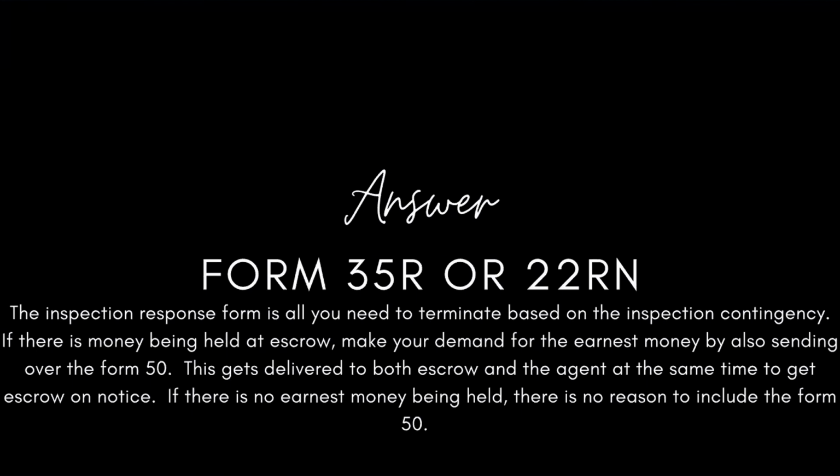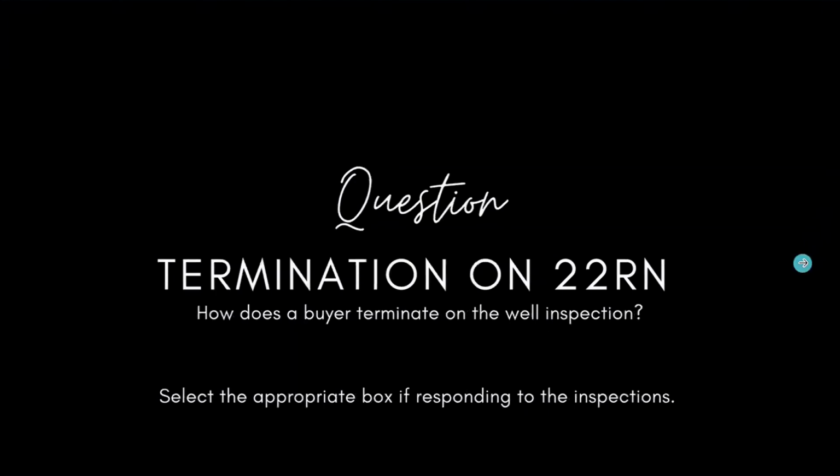Anytime you terminate, just make sure you're also including a Form 50 to instruct escrow on how to disperse the earnest money check. And if there's no earnest money being held, or if for some reason the earnest money hasn't got there yet, there's no reason to include the Form 50. But make sure if there is that you do include the Form 50, and any termination on the inspection is done from the inspection response. Same with the 22RN.